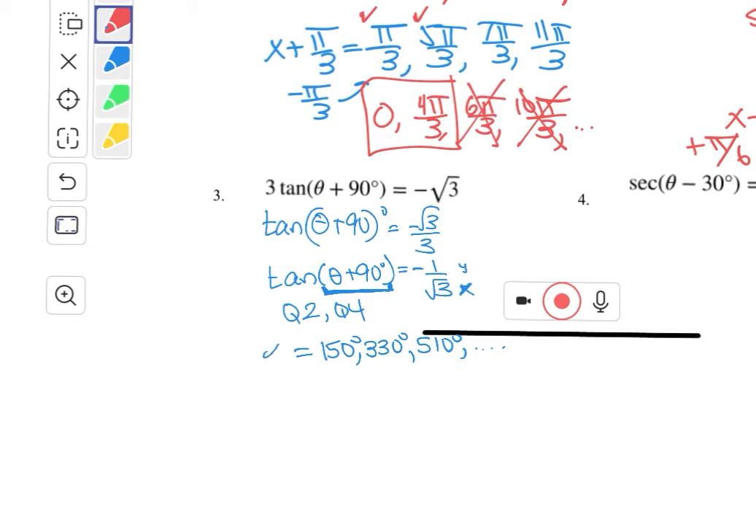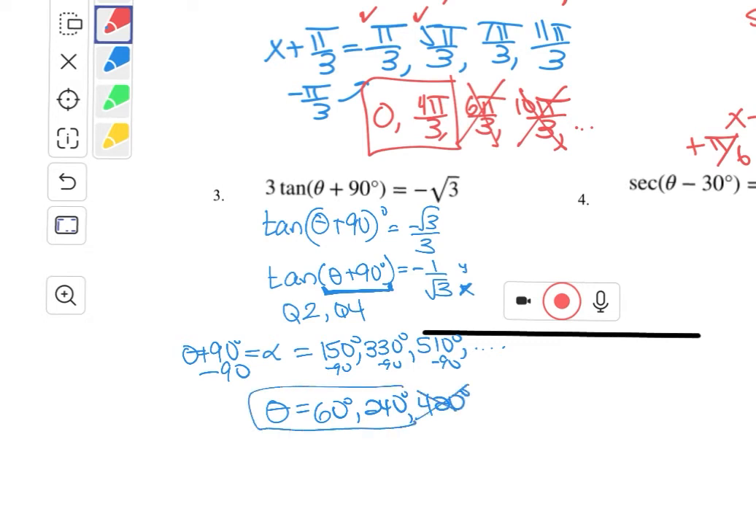Now, typically I would write alpha equals those, but I didn't actually physically replace it. So I'm just going to say theta plus 90 equals those. And I need to subtract 90 from each of those answers to get my answer for theta. So minus 90 from each of these, which would give me 60, 240, 420. I'm too big. And so there are my 2 answers.